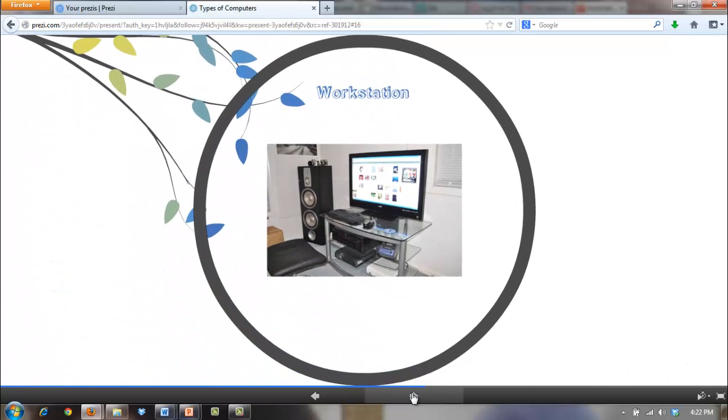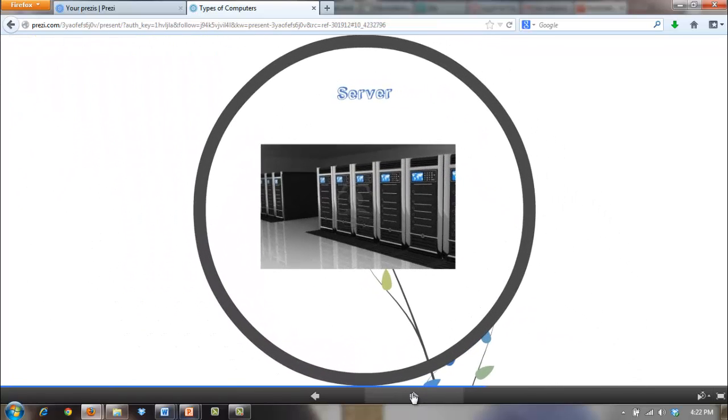Another type of computer is a workstation. A workstation is simply a desktop computer that has a more powerful processor, additional memory, and enhanced capabilities. A computer that has been optimized to provide services to other computers over a network is called a server. Servers usually have a powerful processor, lots of memory, and large hard drives.